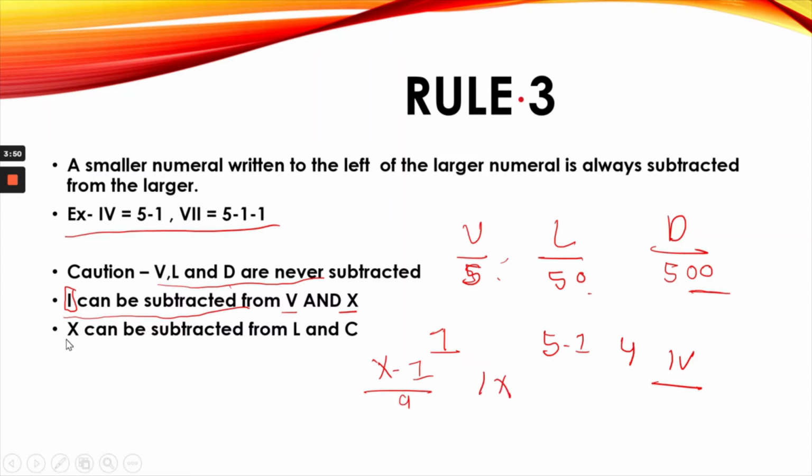Now the next one is, X can be subtracted from L and C. X can be subtracted from L and C, like L means 50. 50 minus 10, like X and L. So this is now 40. C is also like this only. So now let's go to the fourth rule, that is the last one.